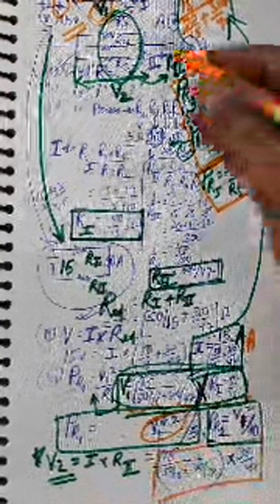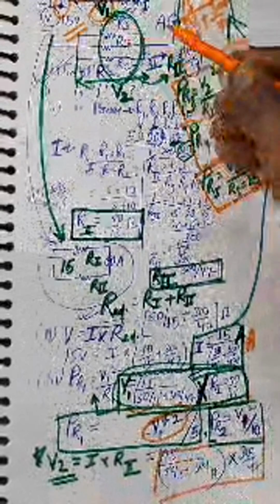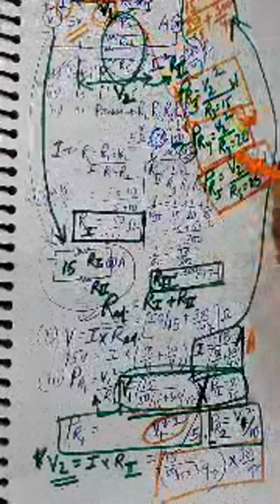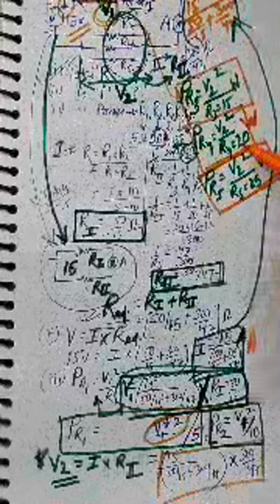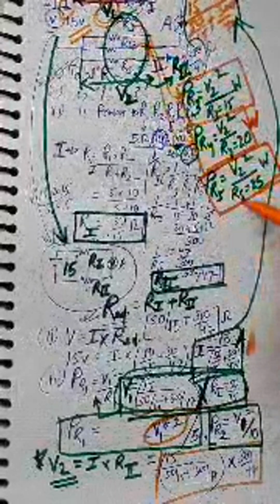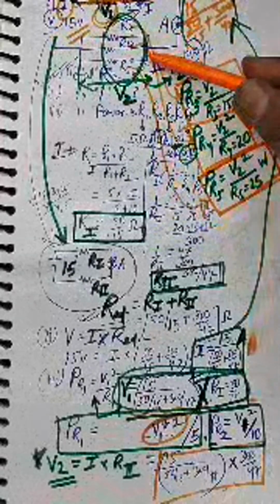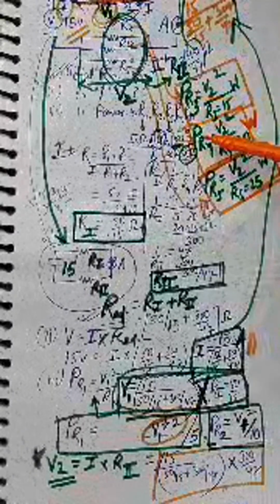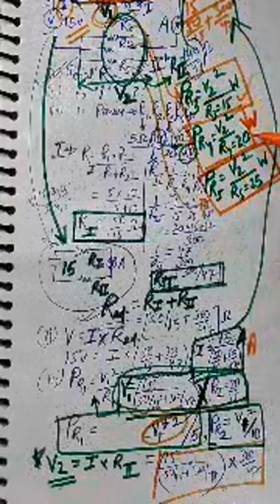With this V2, power across R3 will be calculated as V square by R, so V2 square by 15. V2 square by 15 will be the power across resistance R3, and V2 square by the value of resistance R4, that is 20 ohm, will give you the power across R4. V2 square divided by R5, which is equal to 25 ohm, will give you the power across R5. So in this way, for all these three resistances R3, R4 and R5, we calculated the respective powers PR3, PR4 and PR5.